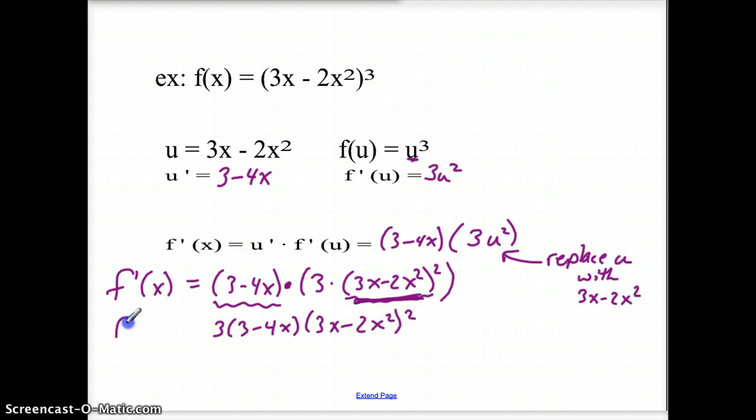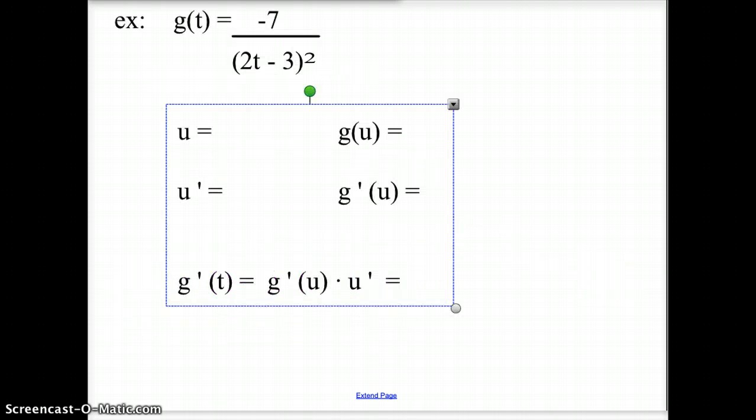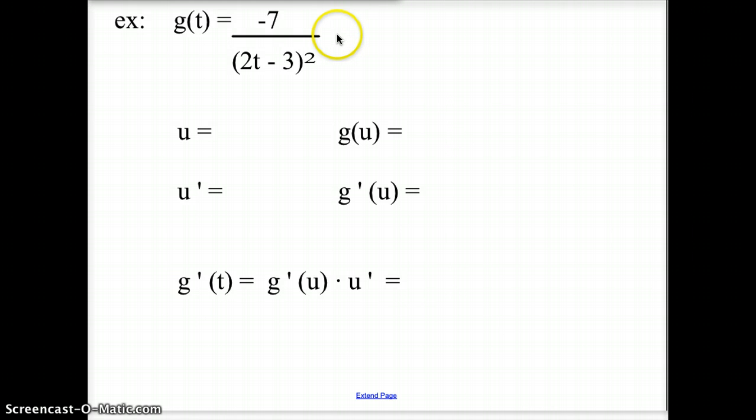So keep it factored. All right, let's try some more. Okay, we have g of t equals -7 all over (2t minus 3) to the second power. Right now it looks like a quotient rule, plus this is an inside function and this is the outside function. So we have a chain rule inside of a quotient rule. Not going to be fun.